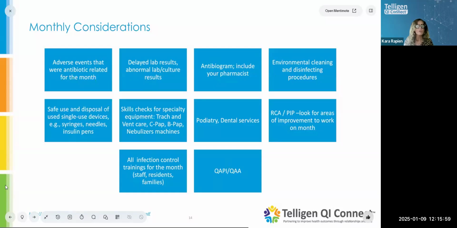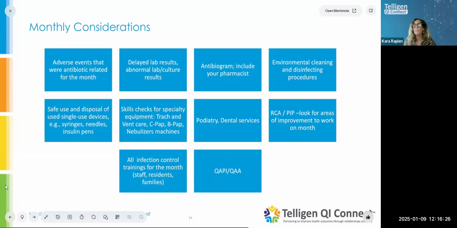The goal is to use all of these logs, your surveillance, and the data that's collected to identify areas of improvement, looking at adverse events that could have been antibiotic or infection control related. Maybe there are upticks in certain infections in areas where education could take place. Some additional monthly considerations I have here above on the slide.